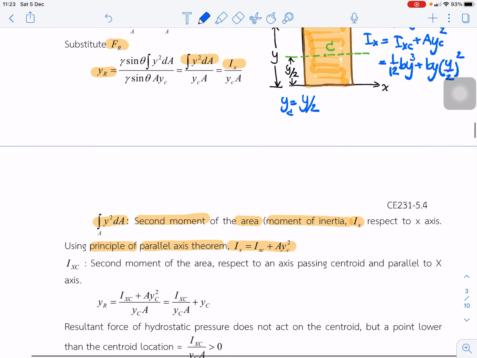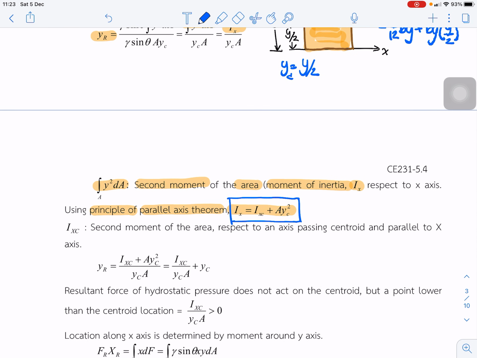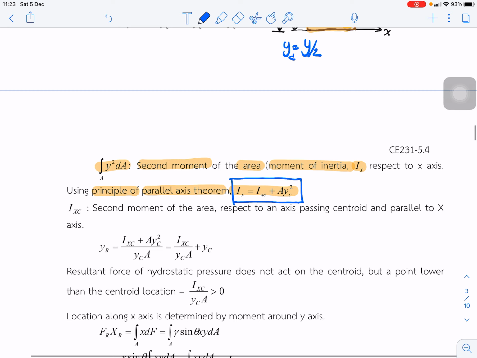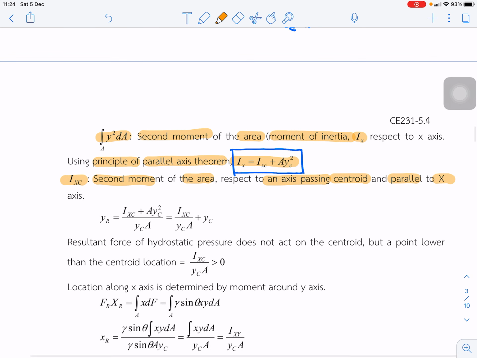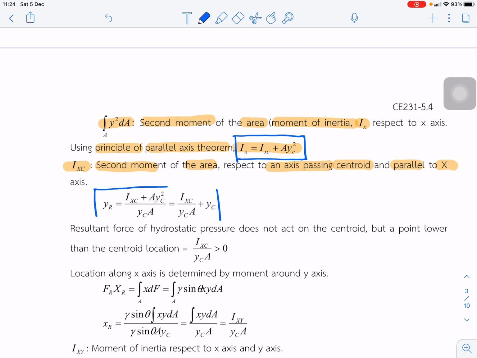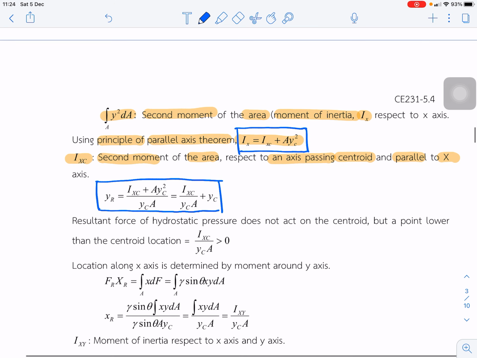So we can prove that the moment of inertia around the x-axis is equal to Ixc plus A yc squared, and Ixc is the second moment of the area with respect to the axis passing through the centroid and parallel to the x-axis. Finally, we can find the equation for yr based on this equation: it is equal to Ixc divided by yc A, plus yc.